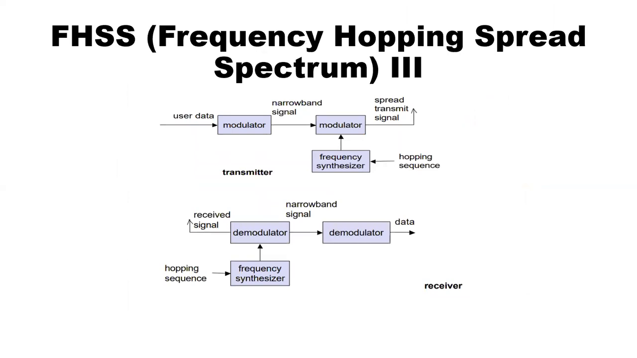This is the block diagram of FHSS, where the user data is applied to the modulator and converted to a broadband signal. This modulator uses the frequency synthesizer. The frequency synthesizer is nothing but the hopping sequence. According to the hopping sequence, these signals are spread and this spread data is sent to the receiver. Now at the receiver, once the signal is received, it demodulates the data by applying the same hopping sequence through the frequency synthesizer. And this narrowband signal is demodulated again and the original data is recovered.